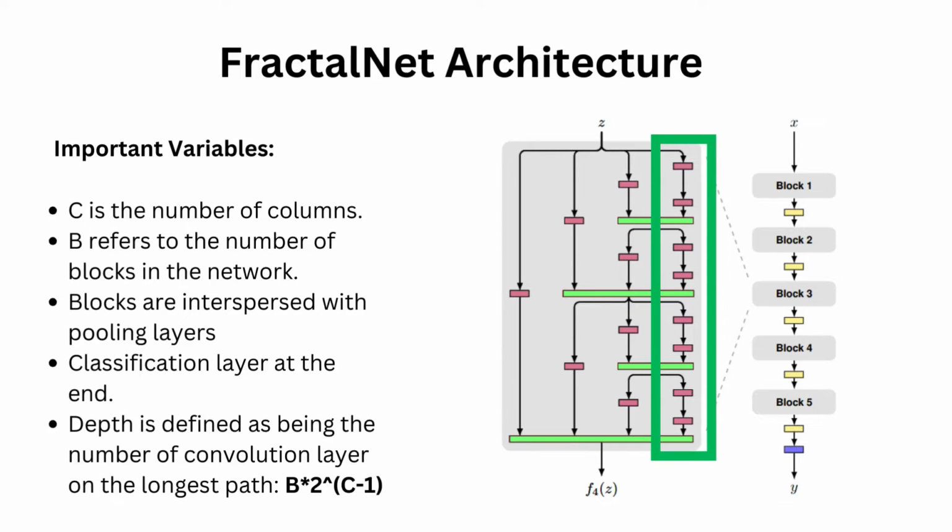training on. The depth of the network is defined by the number of convolution layers on the longest path. It's the formula B times 2 to the power of C minus 1. In this example, we have B equal to 5, and we have 8 convolution layers on the longest path for the block. Therefore, the full depth of the network is 5 times 8, which is 40.